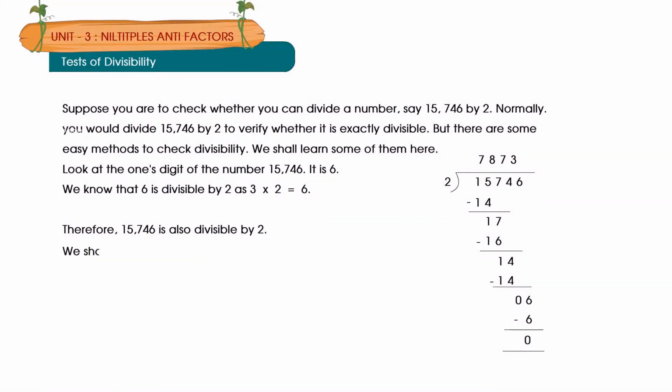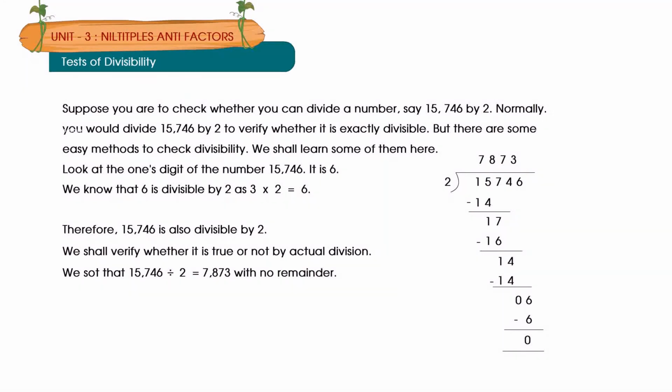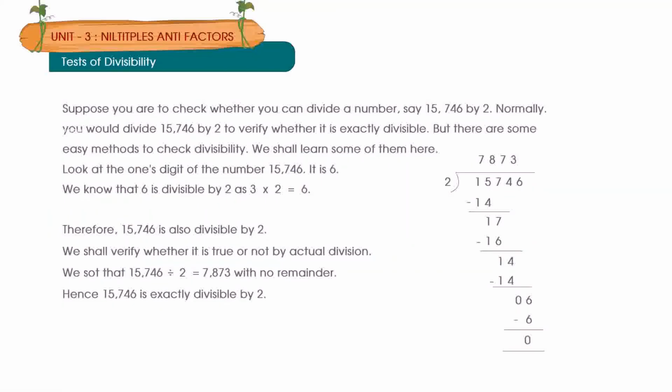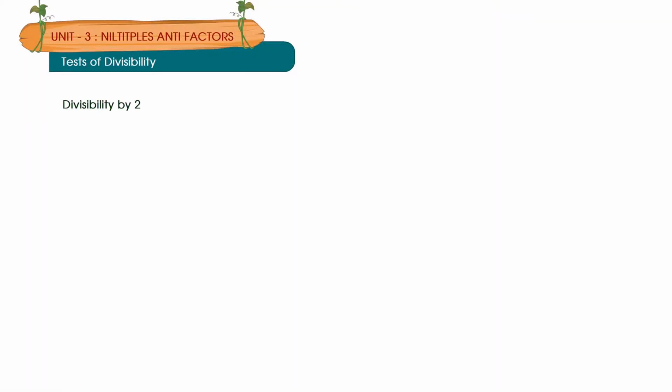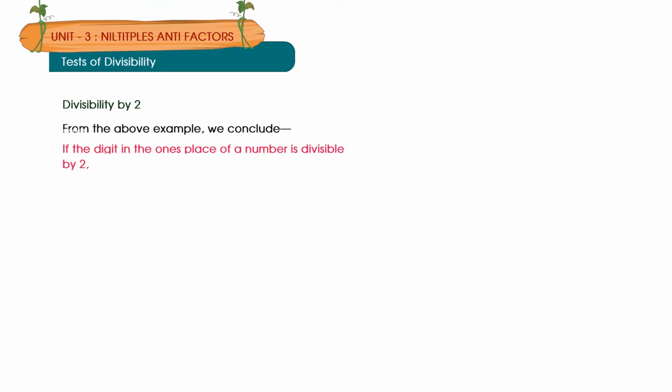We shall verify whether it is true or not by actual division. We see that 15,746 divided by 2 is equal to 7,873 with no remainder. Hence, 15,746 is exactly divisible by 2. Divisibility by 2. From the above example, we conclude if the digit in the ones place of a number is divisible by 2, then the number is exactly divisible by 2.